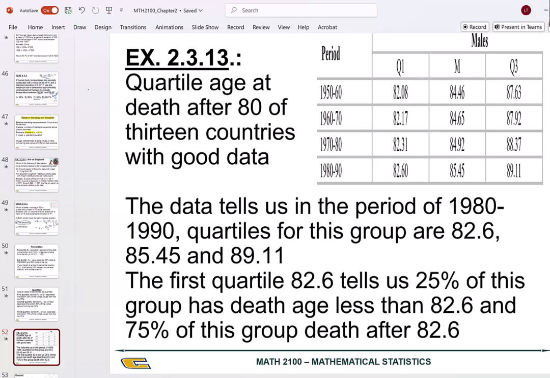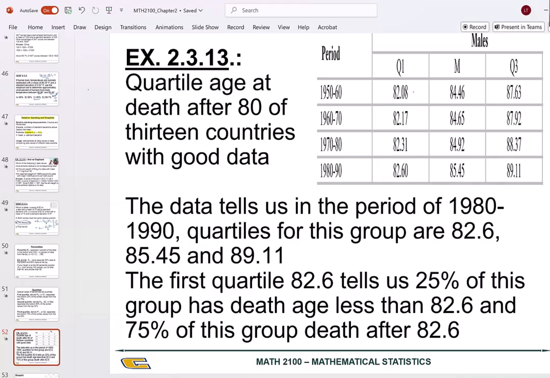Basically, if you look at this first row, for the period of 50 to 60, there are 25 people before the age of 82.08, and about 75 after that age. Same thing, 50 people among 100 people older than 80 die before 84.46, and 50 after that. And the same for Q3: 75 people before 87.63, and 25 after that.